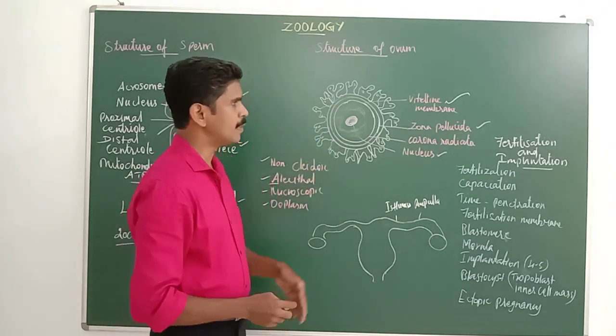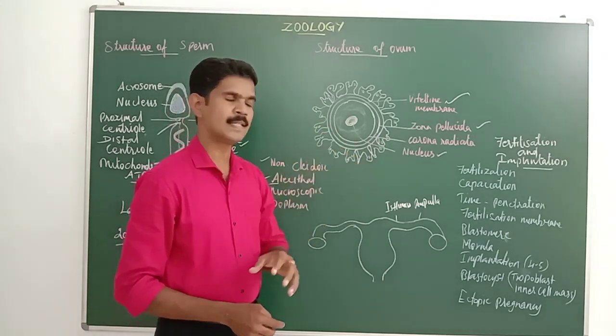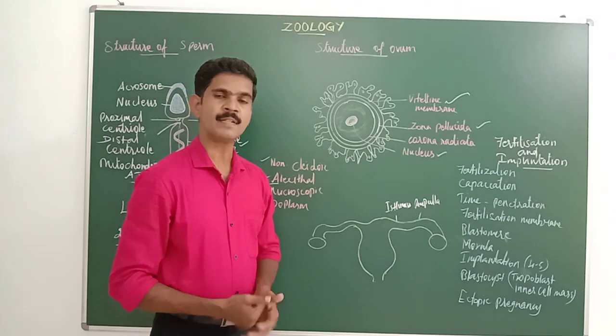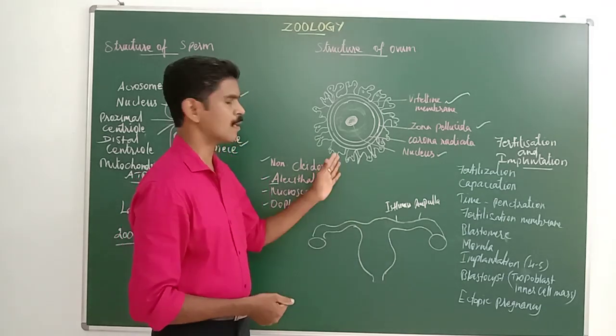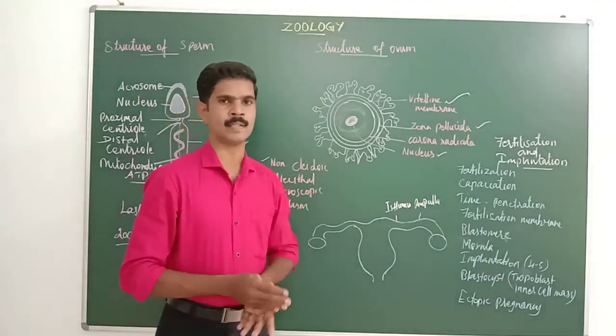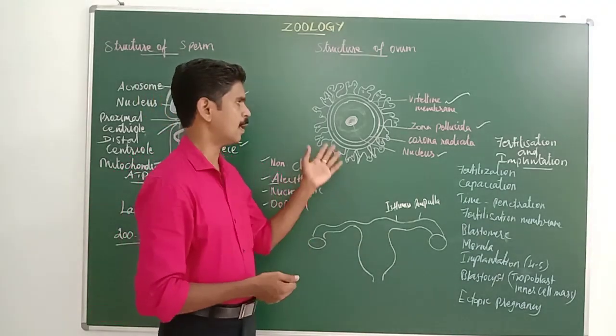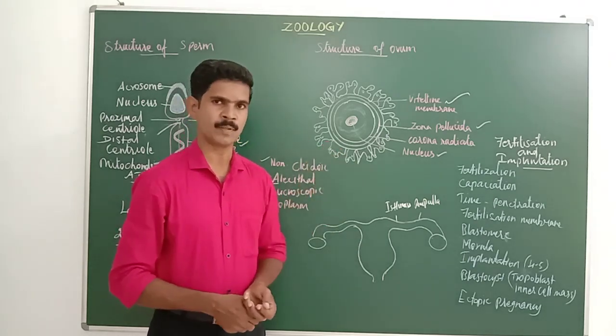Understand? Then in between the vitelline membrane and the zona pellucida, a space is there. This is called perivitelline space. Okay, perivitelline space. Understand? So this is the structure of the human ovum, the egg. It's a very important 3-mark question, and the structure of the egg is very important for 2-mark question. The diagram is important for 2-mark question.